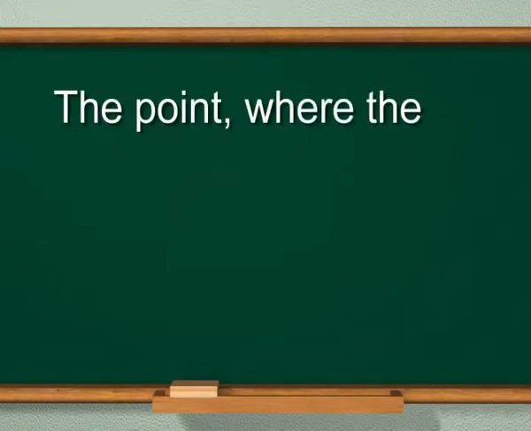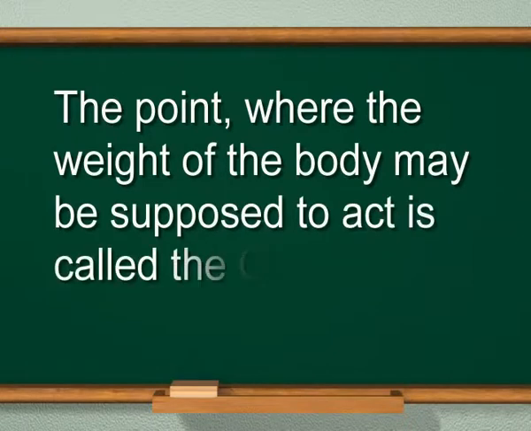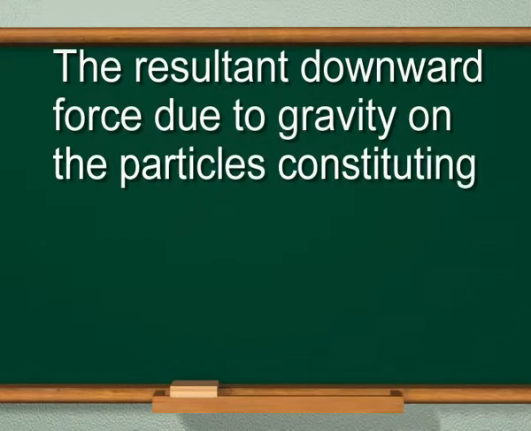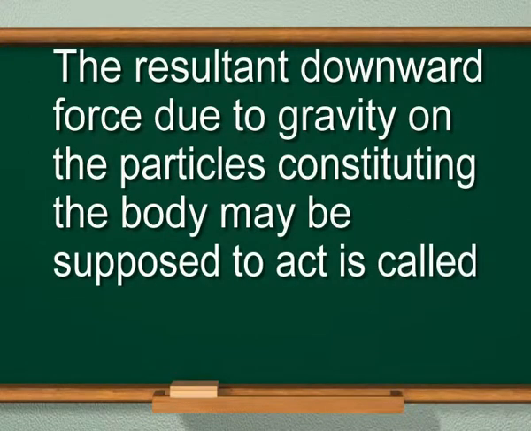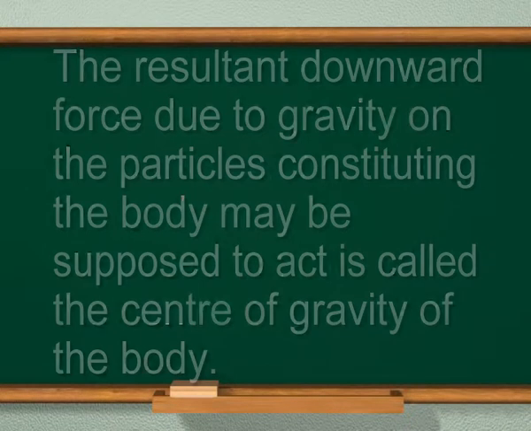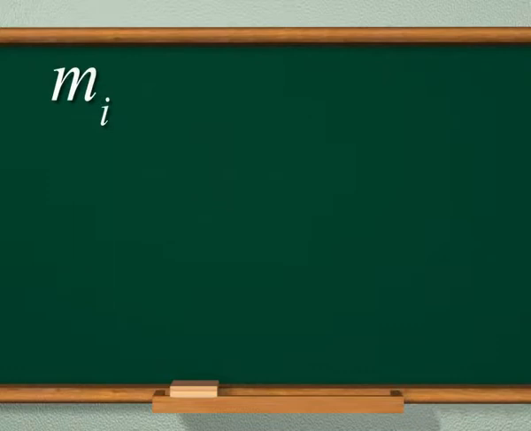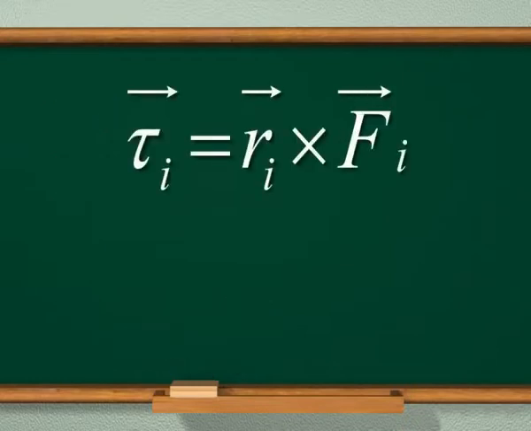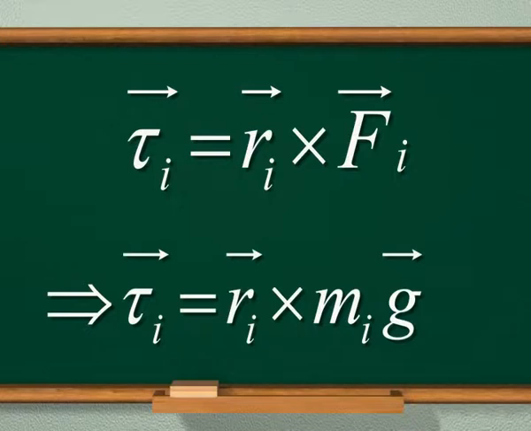Thus, the point where the weight of the body may be supposed to act is called the center of gravity, or the point where the resultant downward force due to gravity on the particles constituting the body may be supposed to act is called the center of gravity of the body. If mi is the mass of the ith particle of the body, whose position vector with respect to its center of gravity is vector ri, then the gravitational force on the ith particle is vector fi equal to mi into vector g. The torque acting on the ith particle is vector tau i equal to vector ri cross vector fi, which implies vector tau i is equal to vector ri cross mi into vector g.